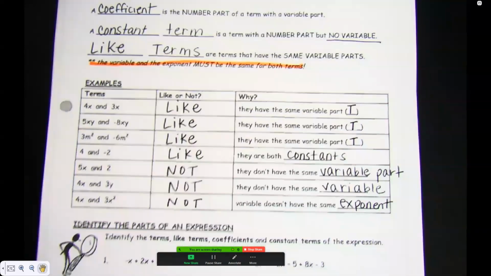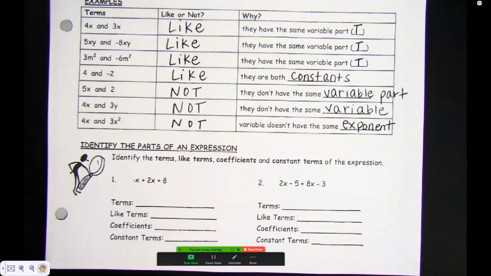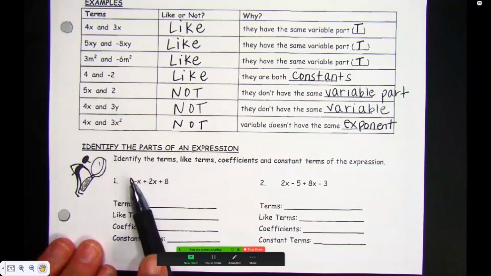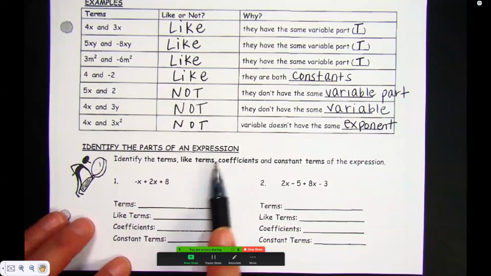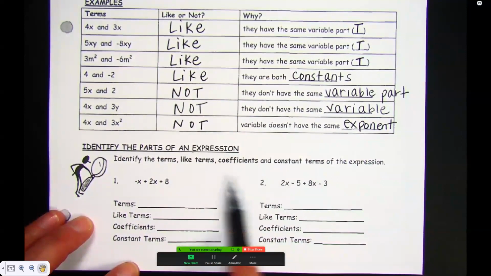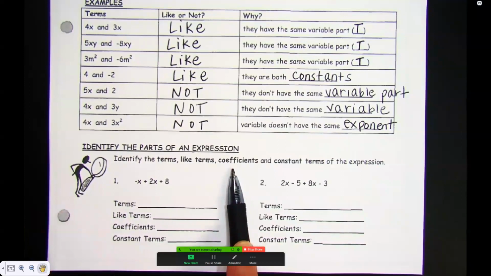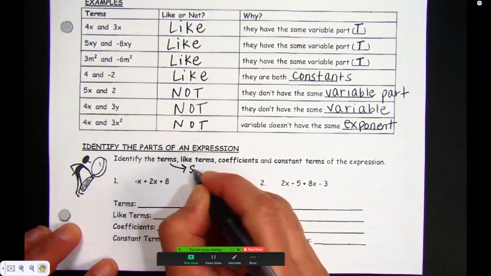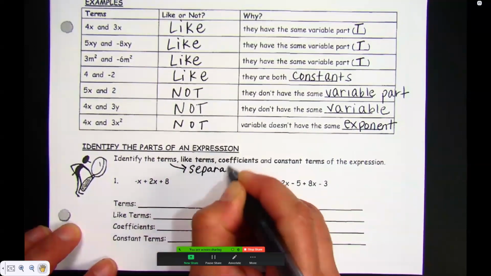All right, let's just make sure we're good to go. We're going to do a couple of examples, and then that's going to be it for our notes. We're over halfway done, guys. All right, so identify the parts of an expression. Remember, you have terms, like terms, coefficients, and constants. The weird one, remember, is a coefficient, and that just stands for a number in front of a variable. Also, remember that terms are always separated by a plus or minus.